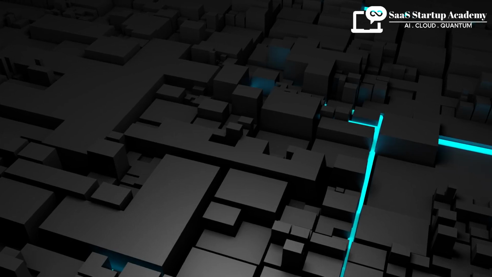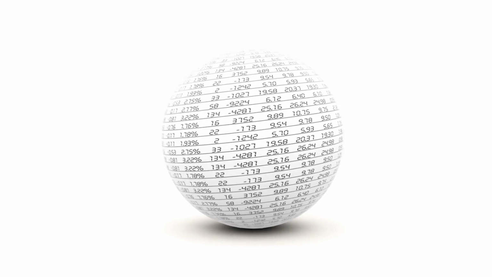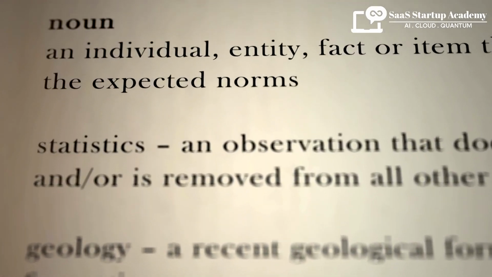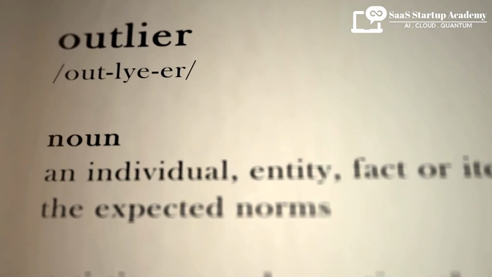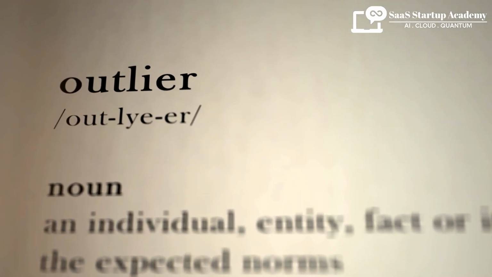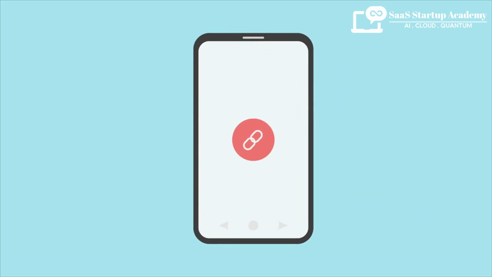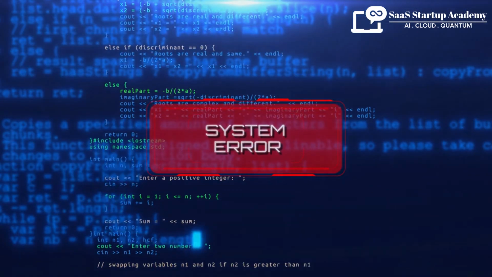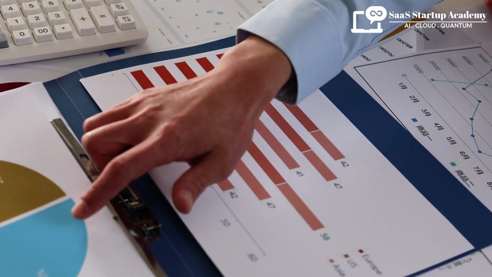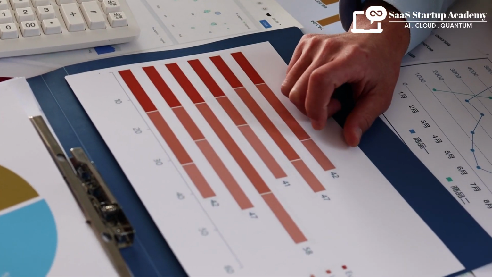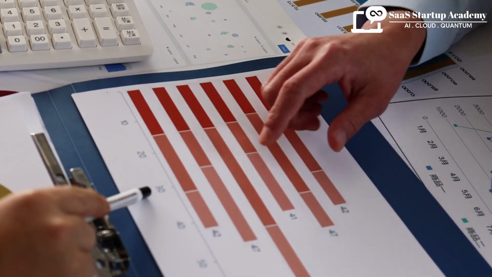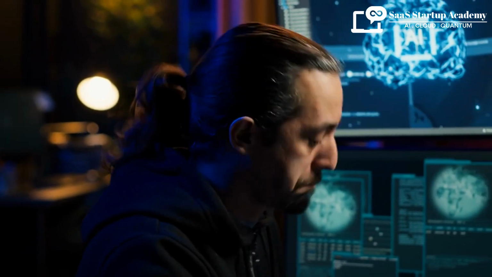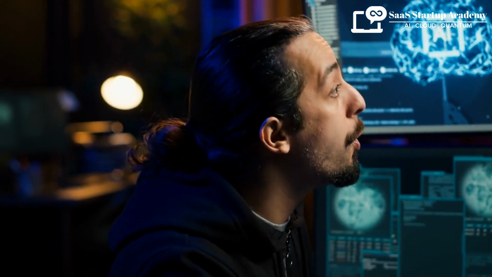5. Anomaly detection. Introduction to anomaly detection. Anomaly detection involves identifying unusual patterns or outliers in data that do not conform to expected behavior. It is widely used in fraud detection, network security, and industrial monitoring. Common techniques. 1. Statistical methods. Identify anomalies based on statistical properties of the data. 2. Machine learning models. Use supervised or unsupervised learning to detect anomalies.